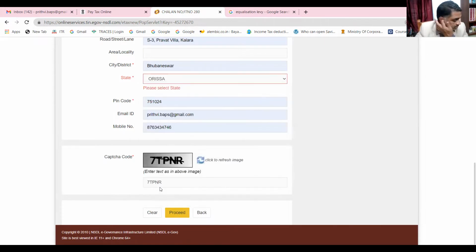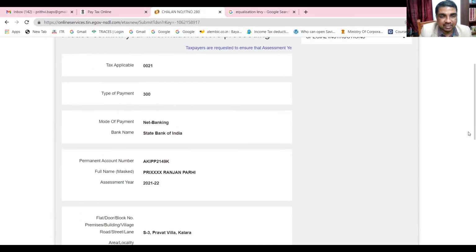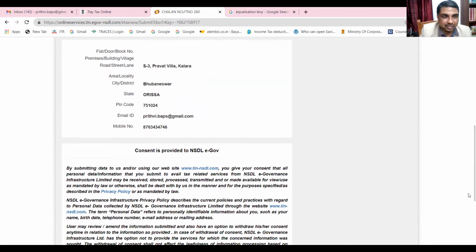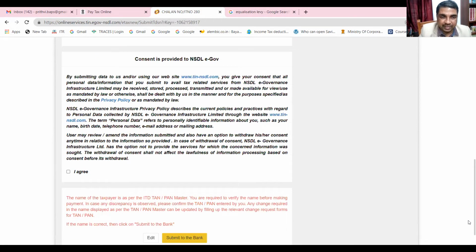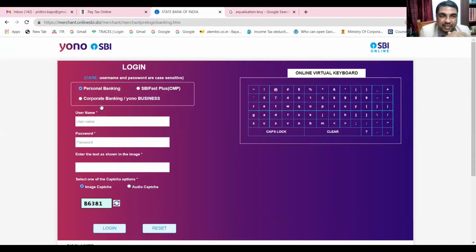All of you are able to understand? Yes, sir. You see, you have to confirm the details before that. After clicking here, through net banking, against this PAN, this person is going to pay. Finally, if you agree to the terms, click here, tick it off, I agree, then submit it to bank. Then you can link it through internet banking, normal process. It will be linked to the bank. You can give your user ID and password and pay. After that, it is a normal transaction.